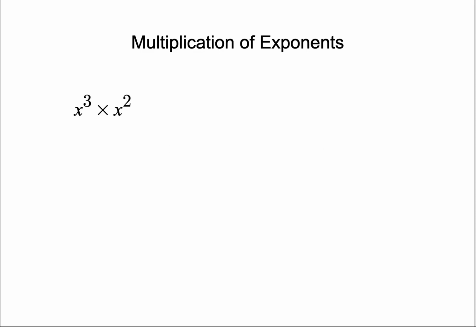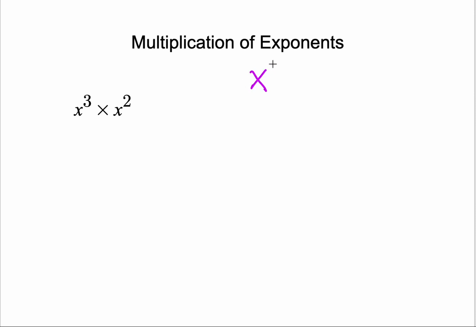The first concept we're going to review in terms of exponent rules has to deal with multiplication. Here we see x cubed times x squared. Both bases are the same, but they have different exponents. Well, what does it mean to take a variable to an exponent, or any term for that matter?